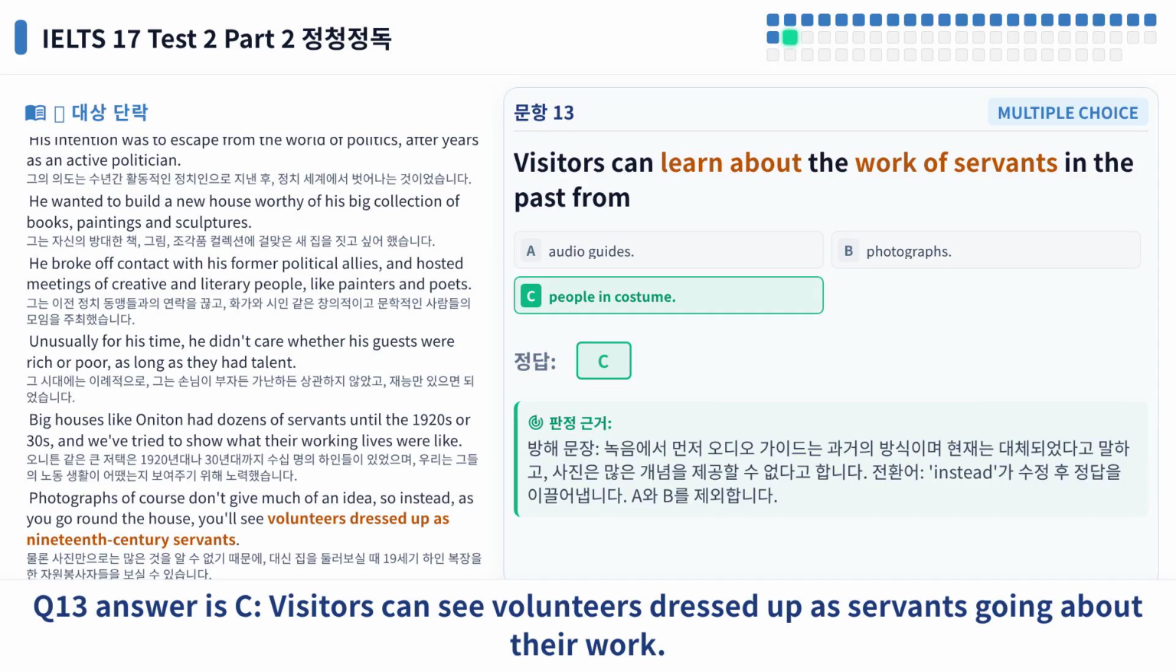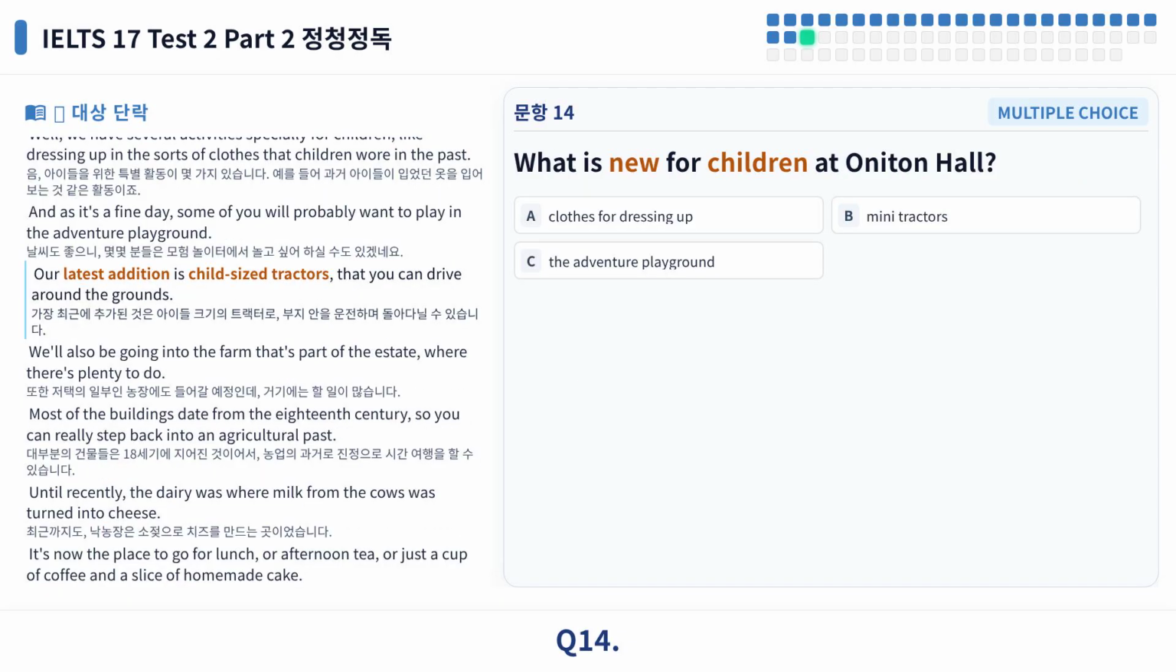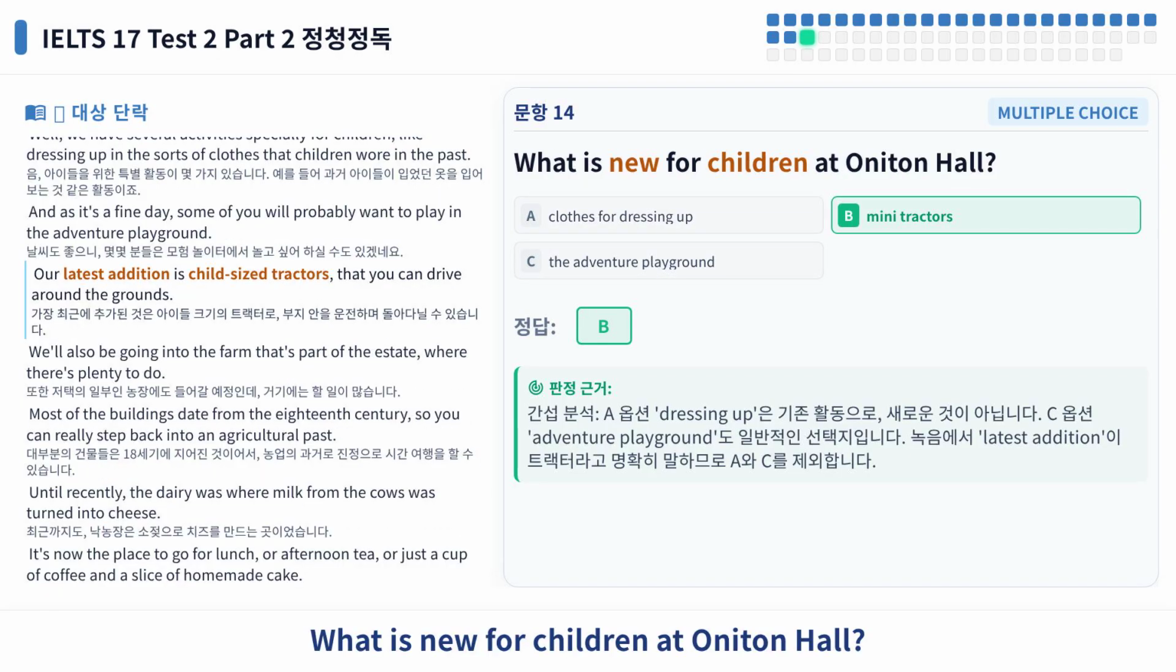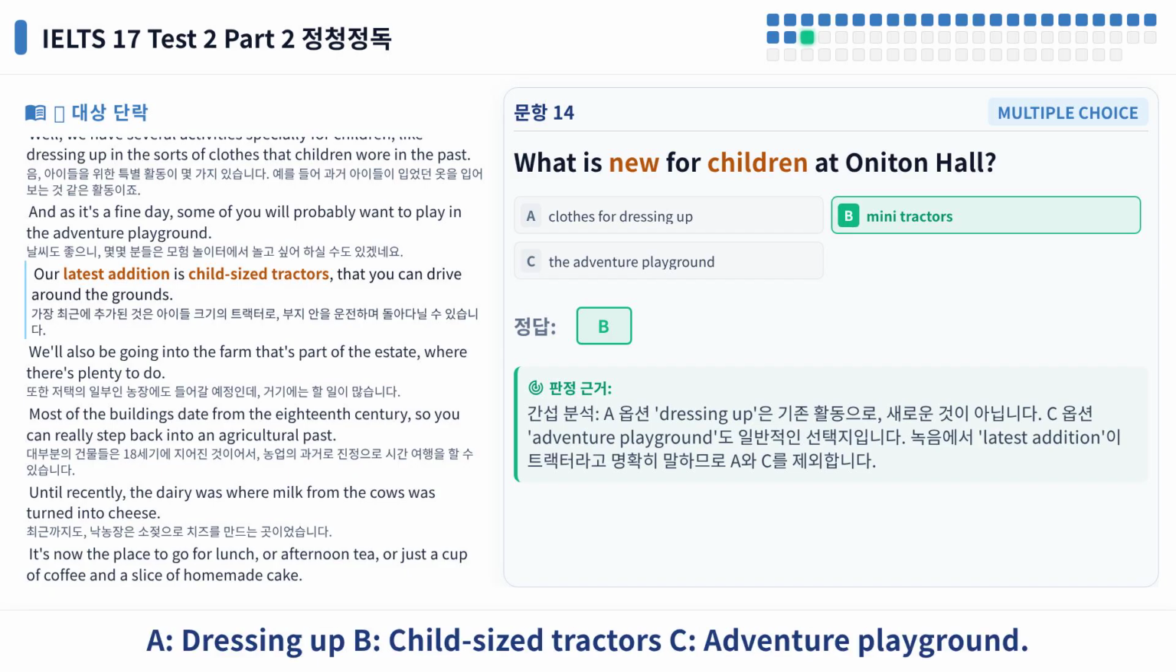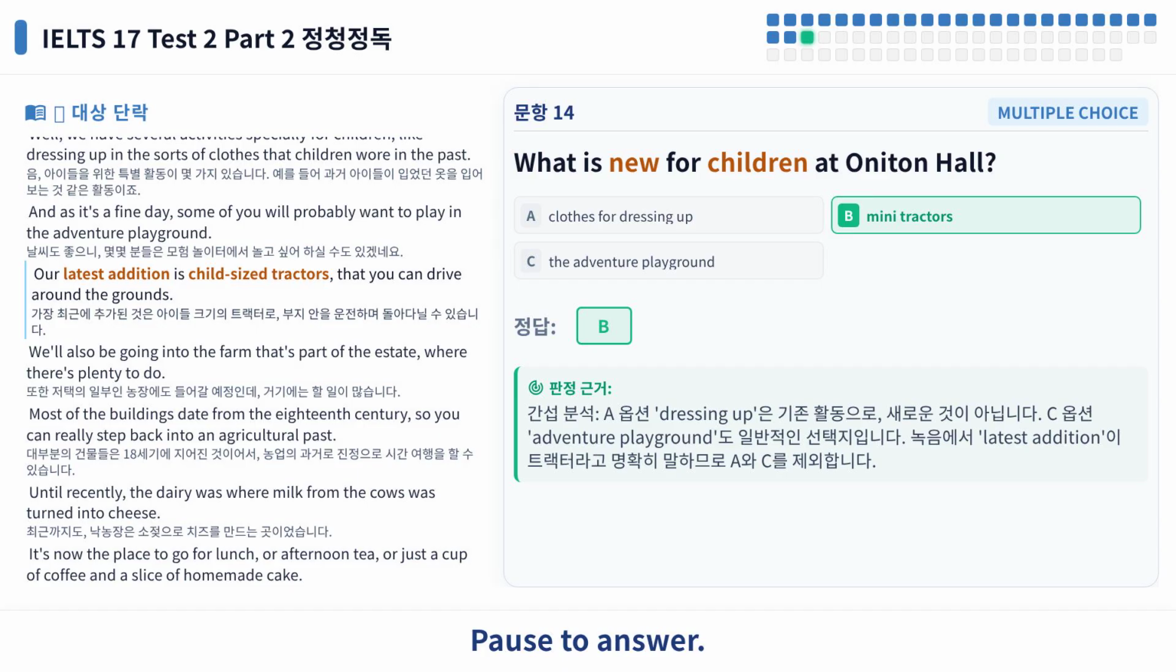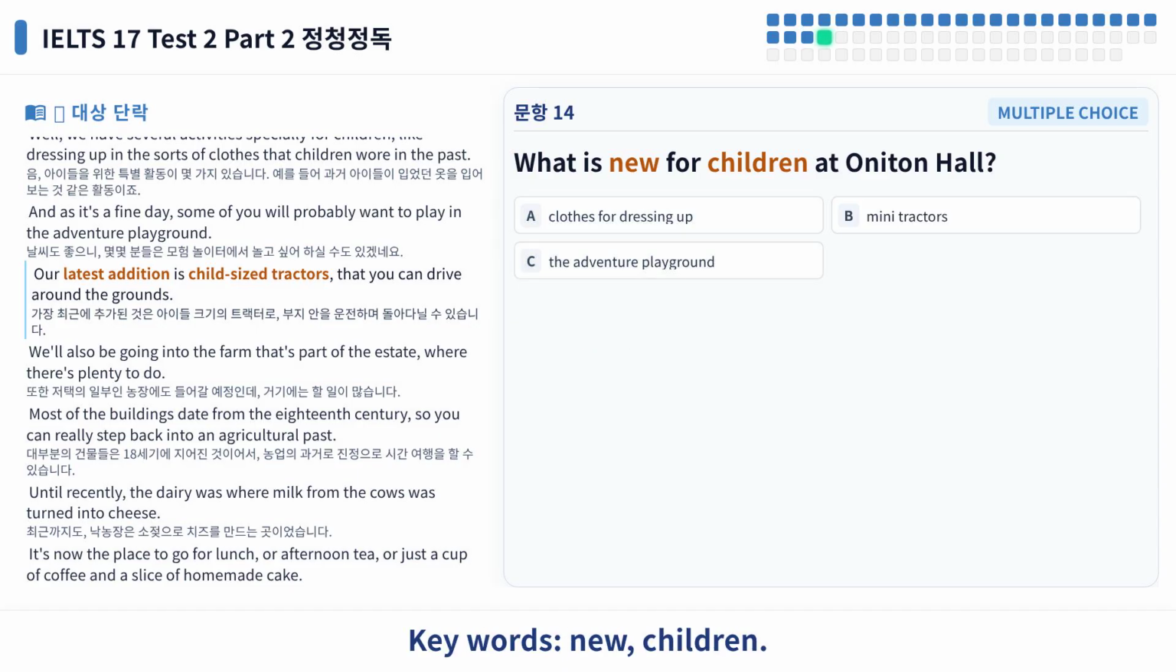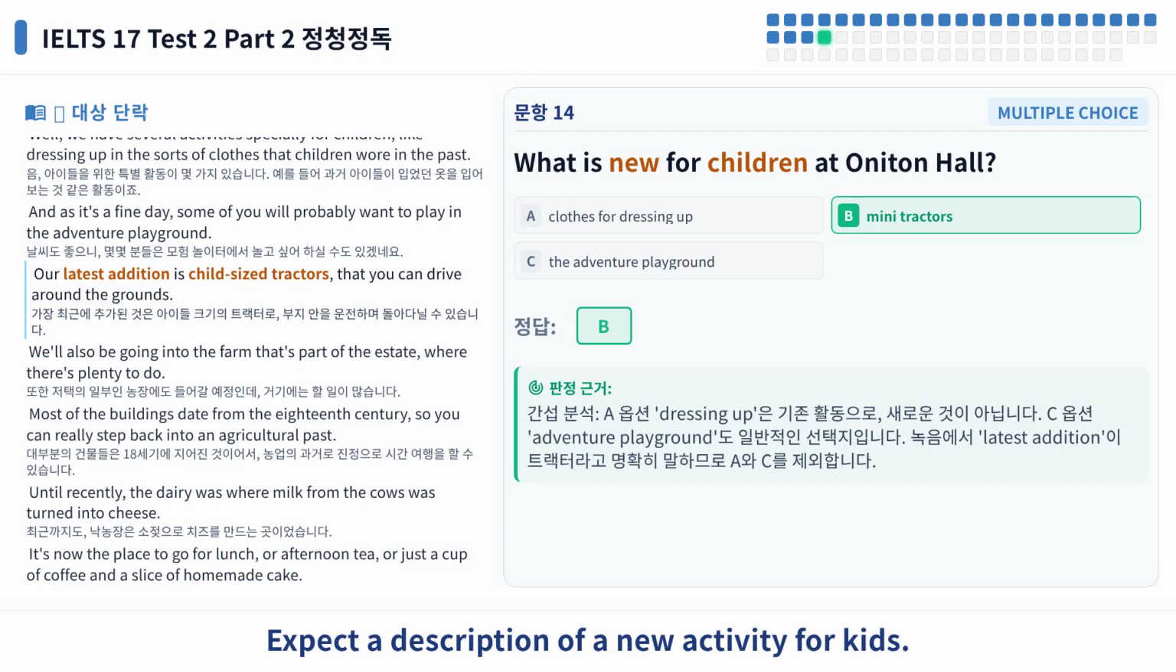Q14. What is new for children at Oniton Hall? A. Dressing up. B. Child-sized tractors. C. Adventure playground. Pause to answer. Keywords: new, children. Expect a description of a new activity for kids. Located in Information Block 2.